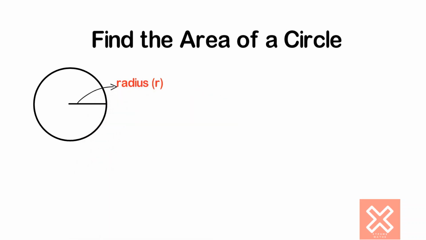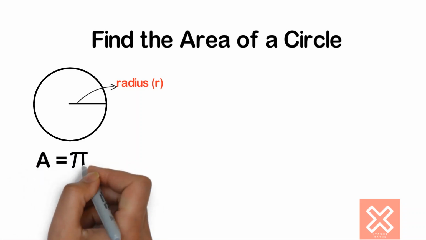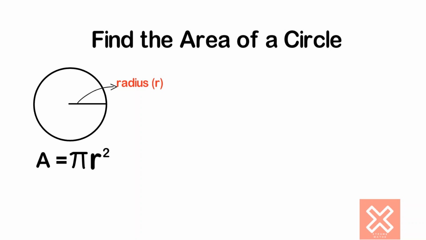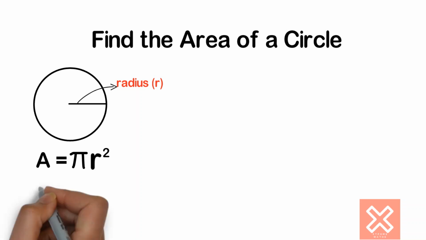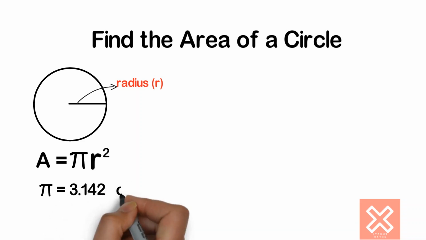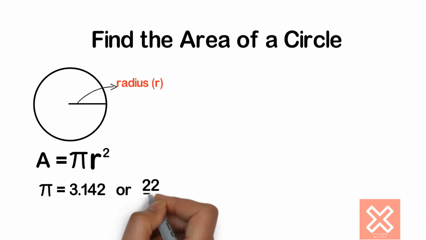This is the formula we could use for finding the area of a circle. Area equals pi r squared. Pi is a constant value. For pi, we can use 3.142 or pi equals 22/7.